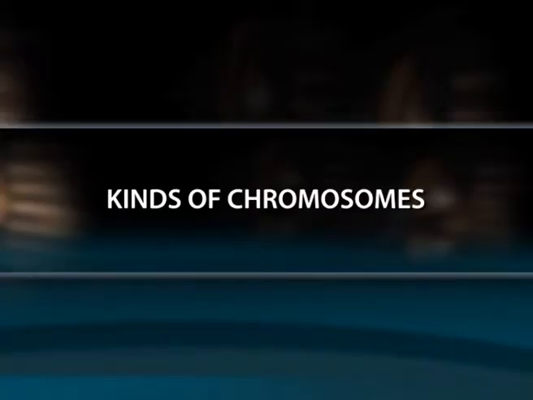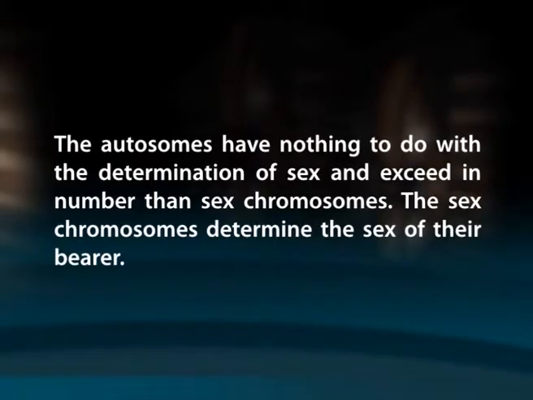Kinds of chromosomes. The eukaryotic chromosomes have been classified into autosomes and sex chromosomes. The autosomes have nothing to do with the determination of sex and exceed sex chromosomes in number. The sex chromosomes determine the sex of the bearer. They are usually 2 in number and are usually of two kinds, X chromosomes and Y chromosomes.